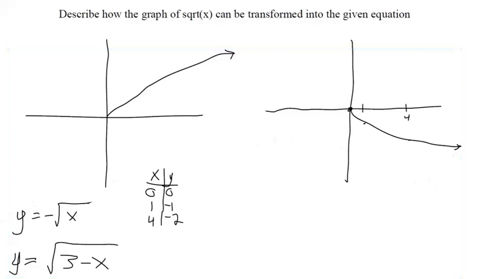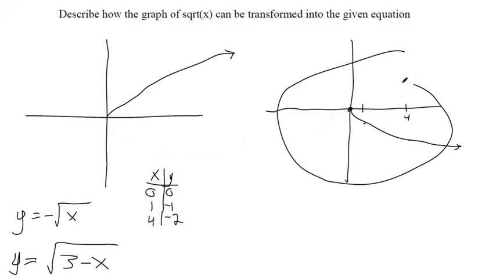Okay, so the rule here is that if you multiply everything in the function by negative 1, so if you change all the signs, then you've reflected it about the x-axis. It's like a mirror image on the x-axis down here. That's our new graph. Okay.